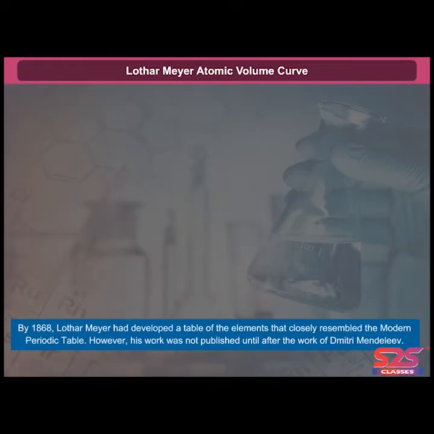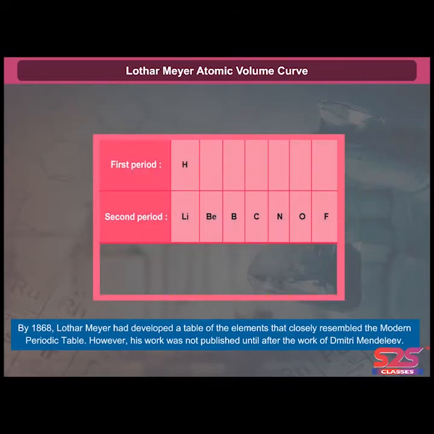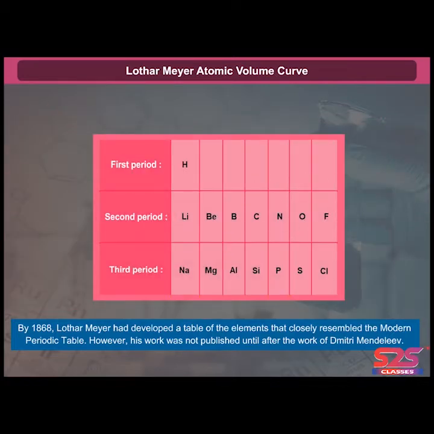By 1868, Lothar Meyer had developed a table of the elements that closely resembled the modern periodic table. However, his work was not published until after the work of Dmitri Mendeleev.